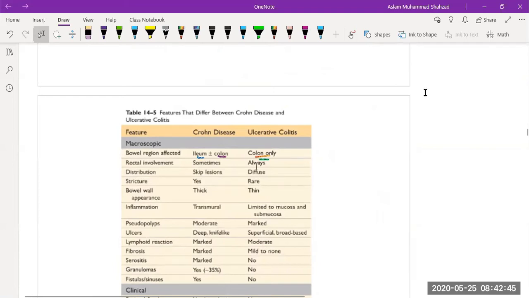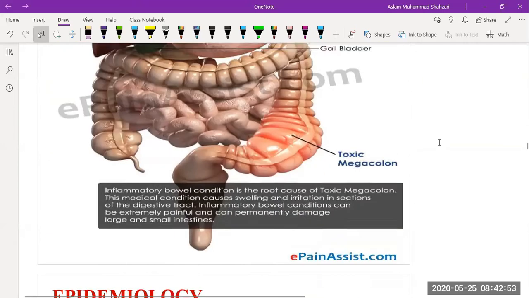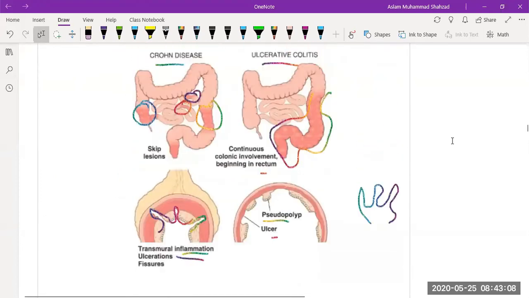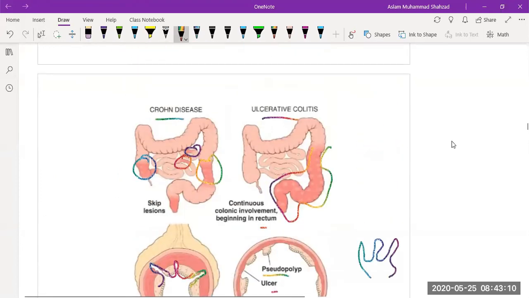What is meant by ileum? It means that it also occurs in the small intestine, and ileum is one section of the small intestine. Then the rectal involvement in Crohn disease is sometimes, whereas in ulcerative colitis it is always. If you take a look at the picture, we mentioned the beginning is in the rectum. So ulcerative colitis involves the rectum, whereas in Crohn disease it's sometimes yes, sometimes no. That's why we mention skip lesion.